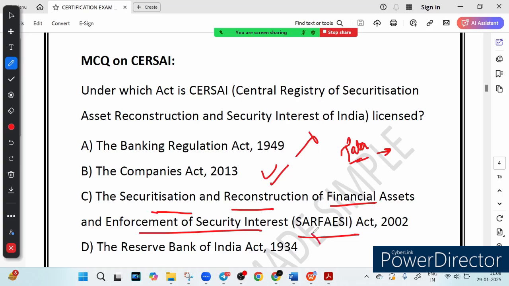And option D is the RBI Act. This is absolutely incorrect, because the RBI Act is mainly concerned with the regulation of monetary policy and the functioning of the central bank in India. That is why option number B is the correct answer.